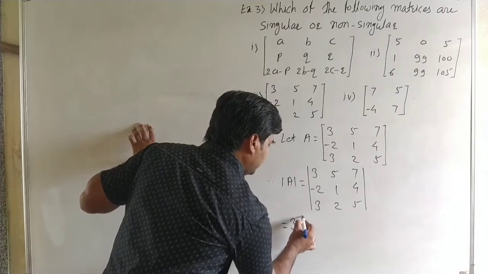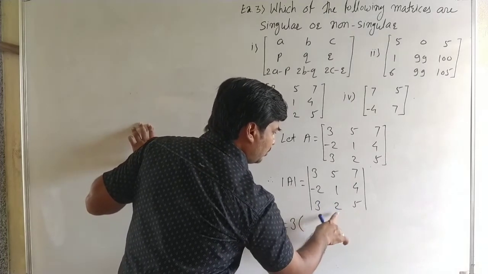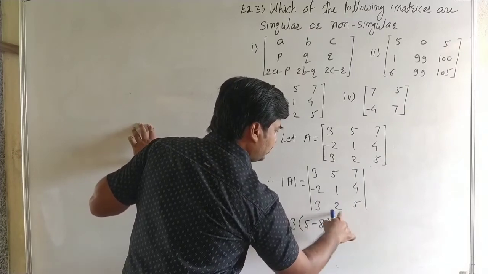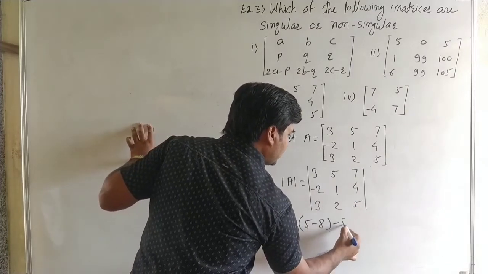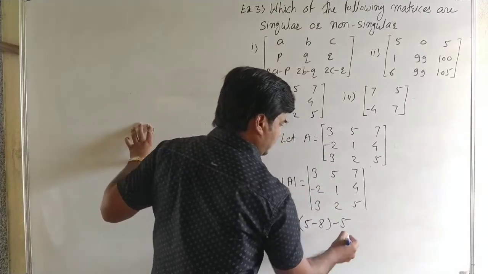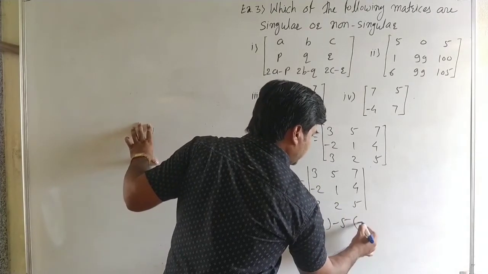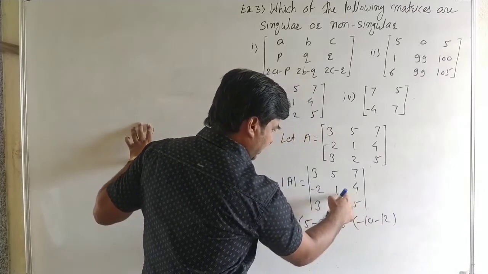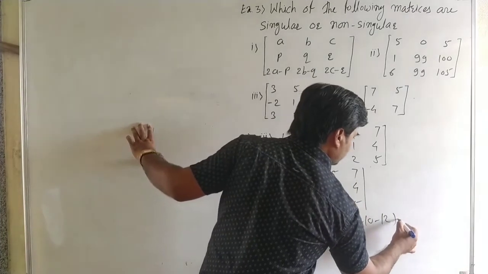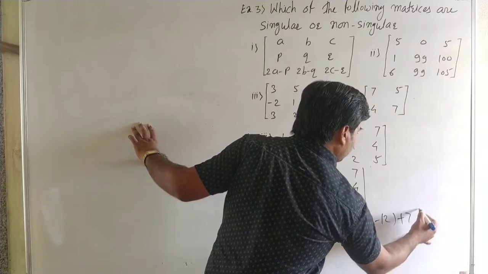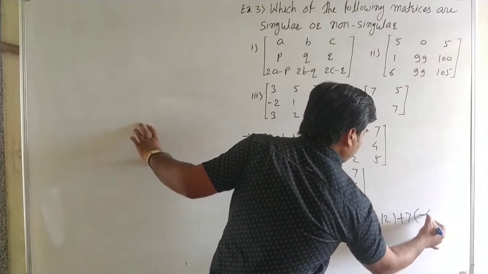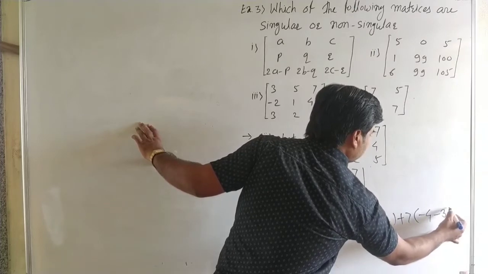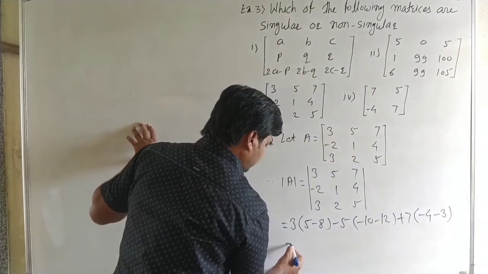Then 3 into, see carefully, 5 minus 8. Then minus 5, change the sign of the middle term. Minus 5 into minus 10 minus 12. It is minus 10 and minus 12. Then plus 7 into minus 4 minus 3. Okay, and then take the calculation.